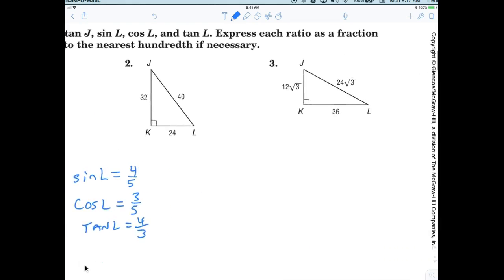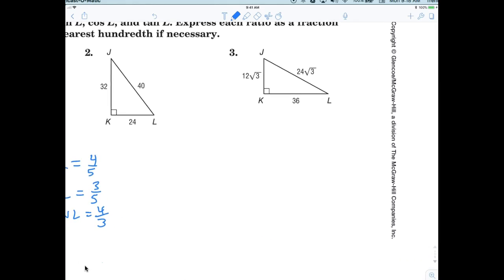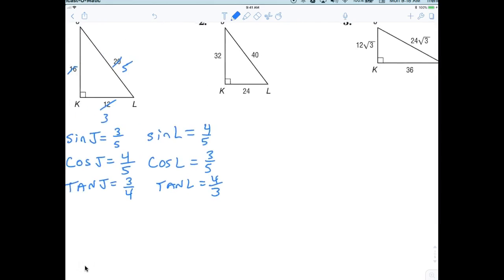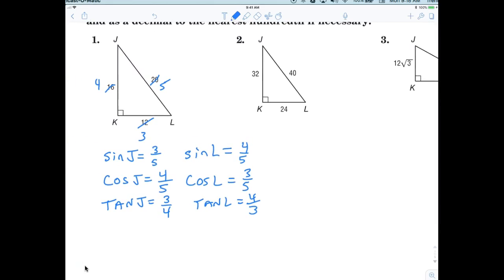All right, so now let's look at number 3. We can't do it. Very good question, actually. The reason is because the opposite is the hypotenuse. That makes sense, right? Very good.